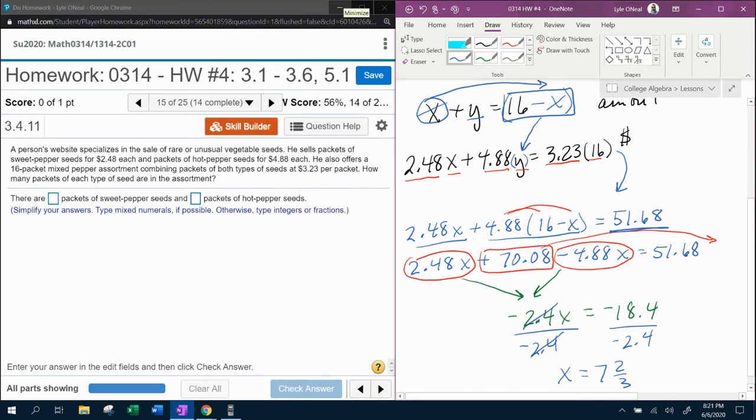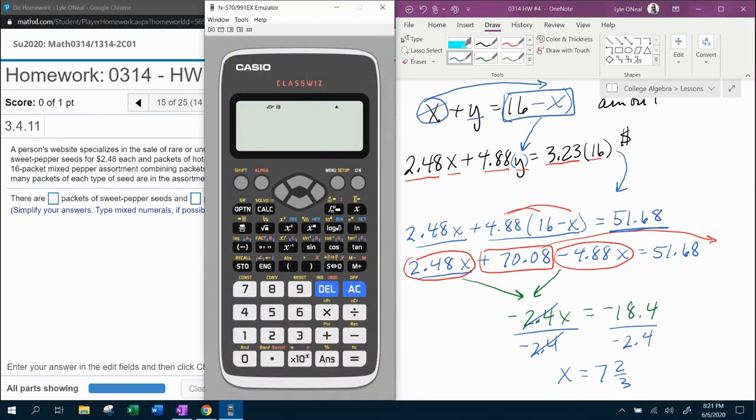Okay, so let's check the next step. 2.48, okay. 4.88 times 16. 78.08. There it is. 78.08. That's where the problem was. Whew, I found it.